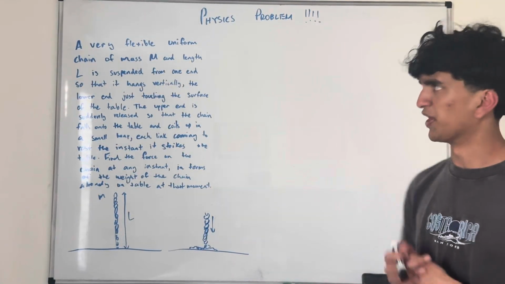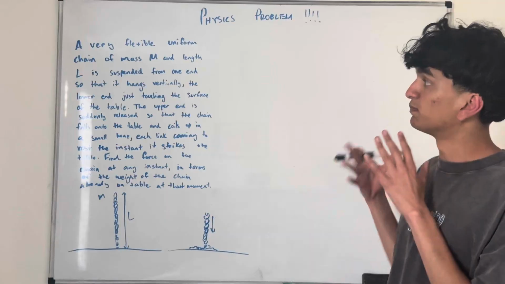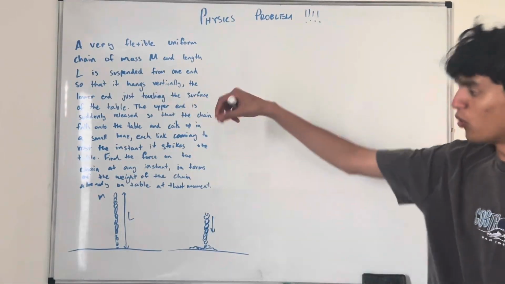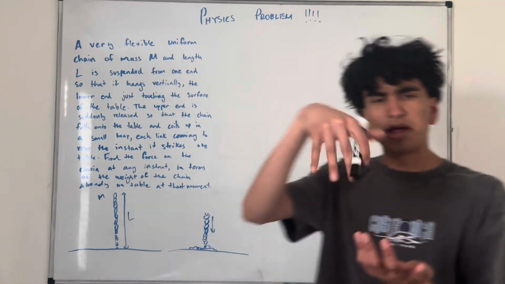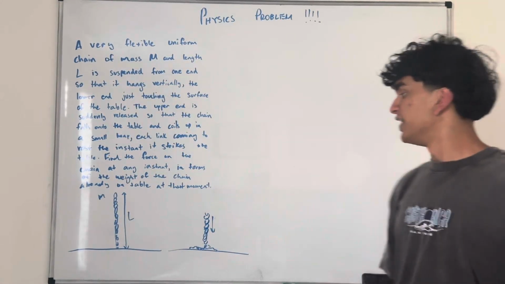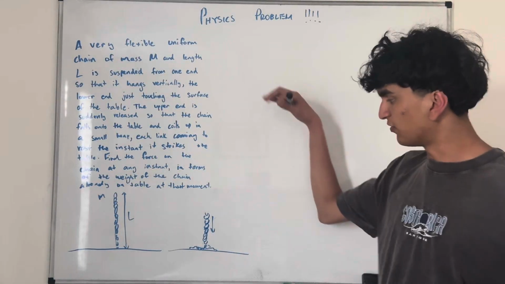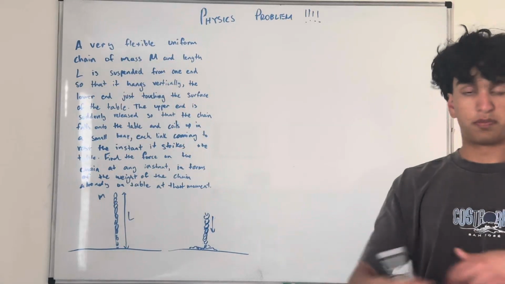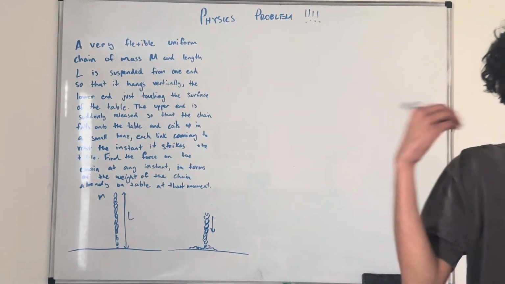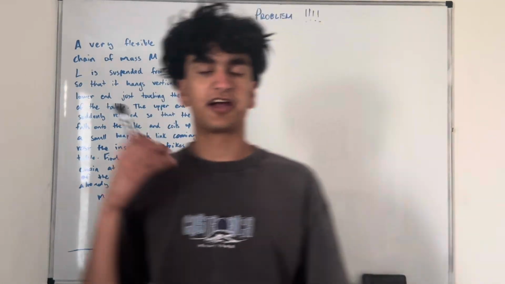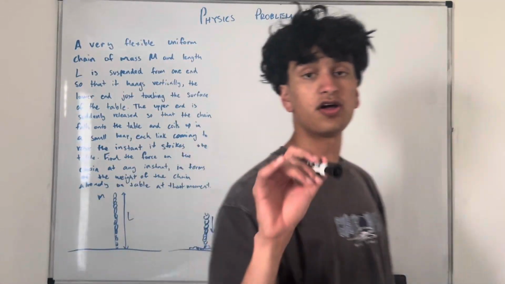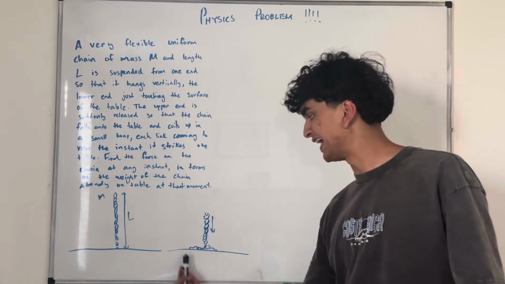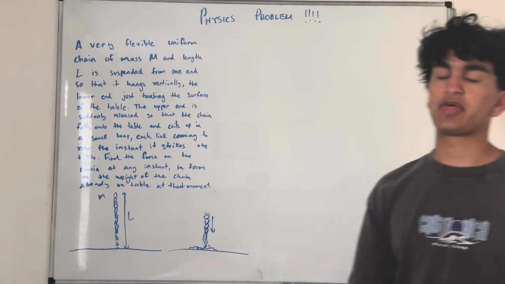I'm not gonna read this whole thing, but basically, you have a really flexible, uniform chain, with mass M and length L, and you're just holding it so that the end of the chain is just barely touching the floor, right? And you let go. What you'd imagine to happen is that as it falls, the lengths group up in a little pile, and the pile gets bigger. So the question asks, what is the force by the table on the chain at any instant in terms of the weight of the chain that's already on the table at that moment?